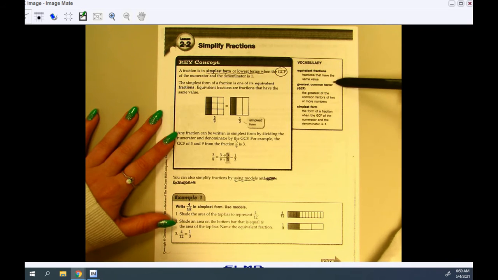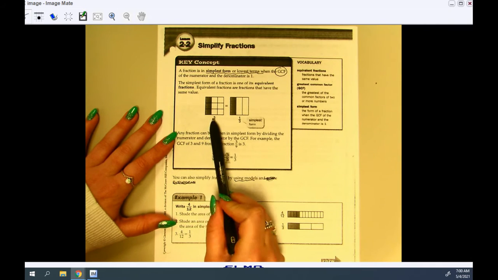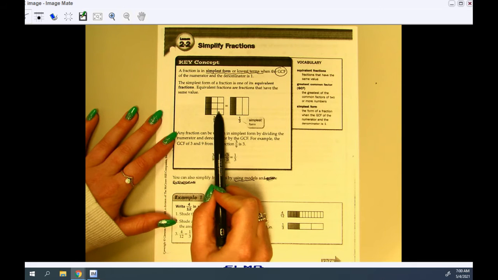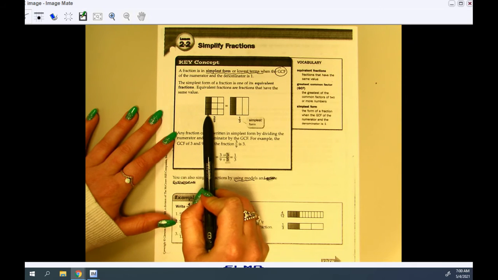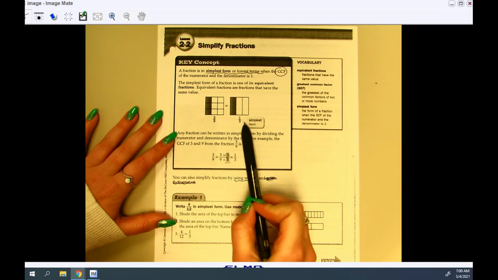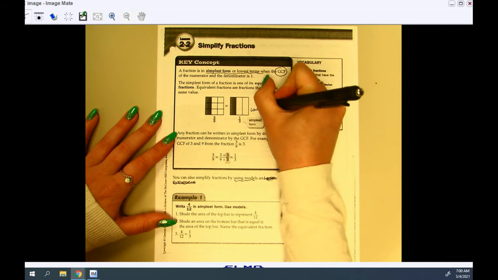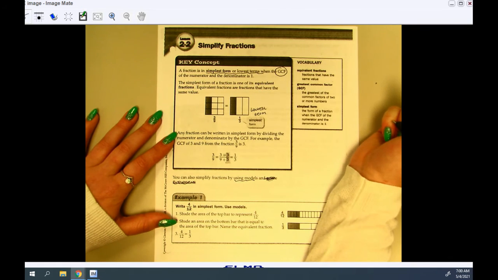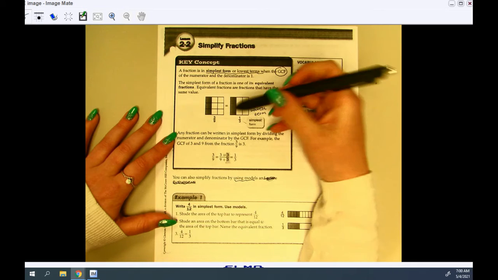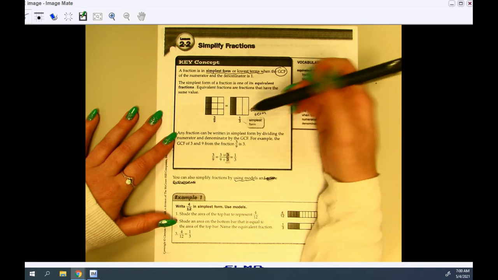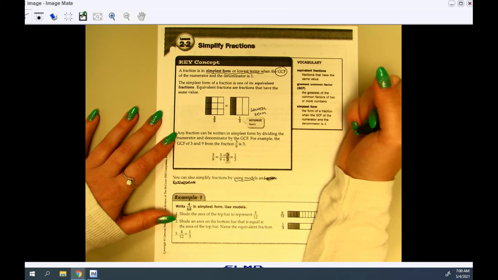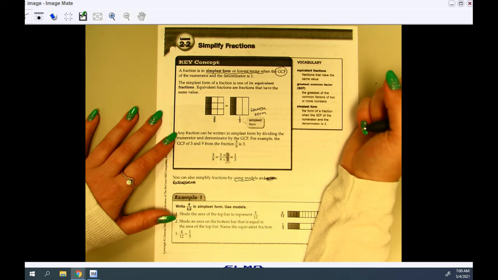So remember, equivalent fractions are fractions that have the same value. For like here, 3/9, we have 9 boxes, and only 3 of them are shaded in. That's the same as 1/3. And 1/3 is the simplest or lowest term that you can get to, okay? Either it needs to be a 1 in the numerator or it needs to go to the smallest prime number. That's usually how we know, okay?